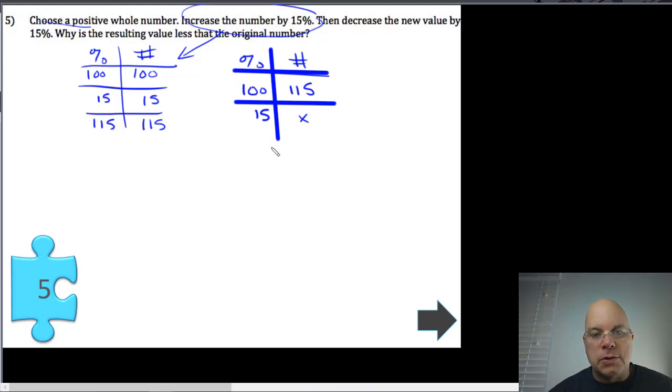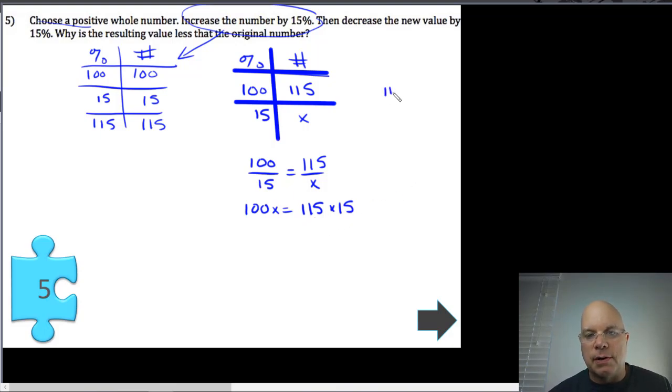Let's just use cross products. We'll use a proportion 100 over 15 equals 115 over x. Cross product equation would be 100x equals 115 multiplied by 15. 115 multiplied by 10 is, let's just do it up here, 10 115s is 1150, and 5 115s would be half of this, since 5 is half of 10. Half of 1,000 is 500, half of 115 is 75, so 575.